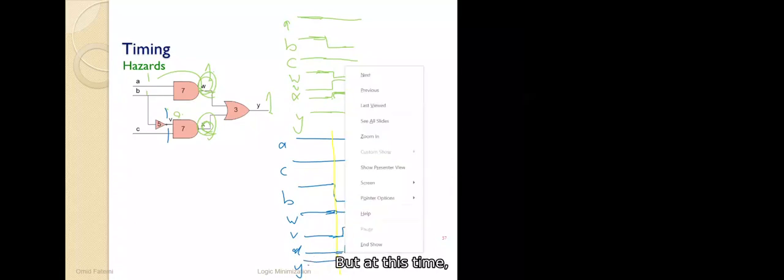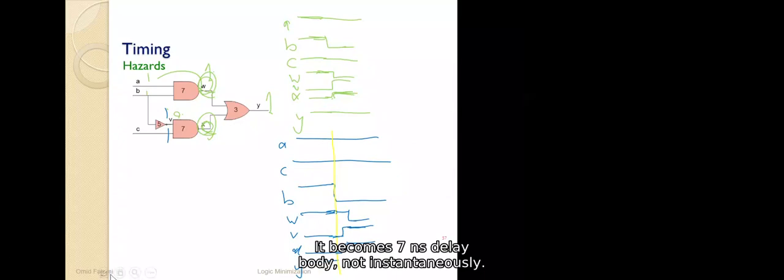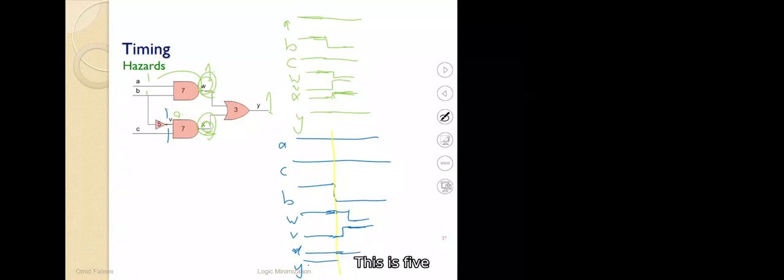But at this time, with 7 nanosecond delay, not instantaneously. So X is 0 with 7 nanosecond delay, which should be 7 nanosecond after this is 5, and then we have 7. So somewhere like here. So this is 12 nanosecond after yellow. Remember, this is 12 nanosecond after yellow. So X now is 1.